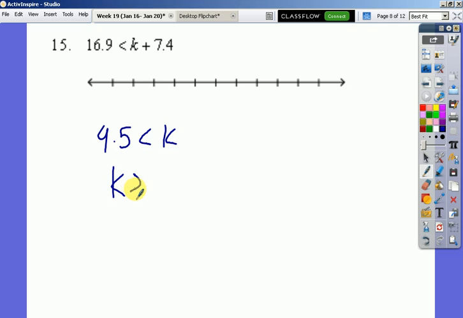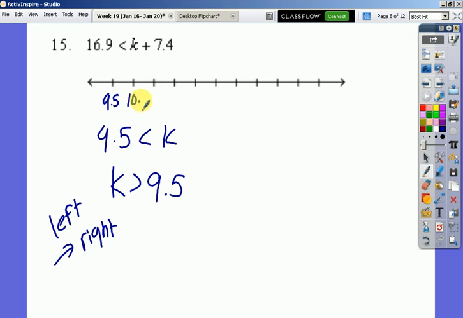K is greater than 9.5. Now, this has nothing to do with the flipping that's involved with dividing or multiplying by a negative, right? This is just rearranging so that my k starts to the left. Remember, we go from left to right with mathematics. So I'm going to start at 9.5, and k is going to be greater than that.